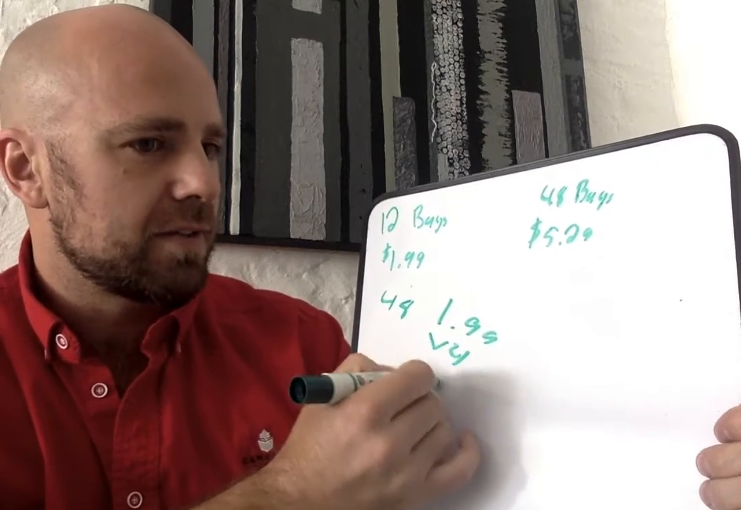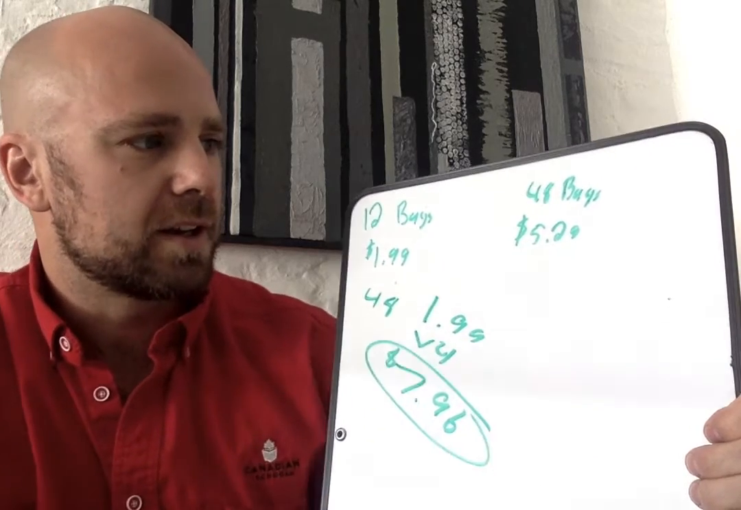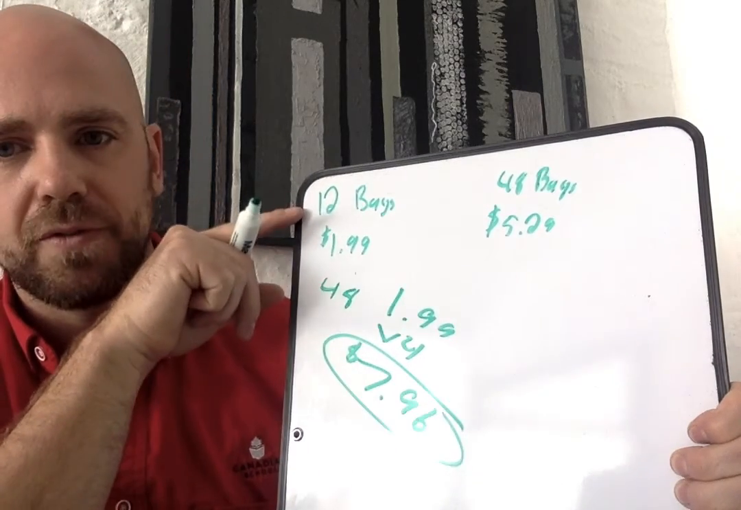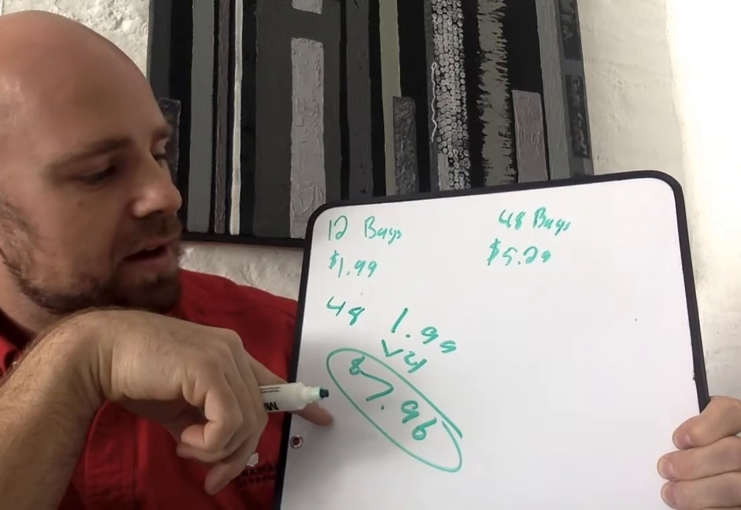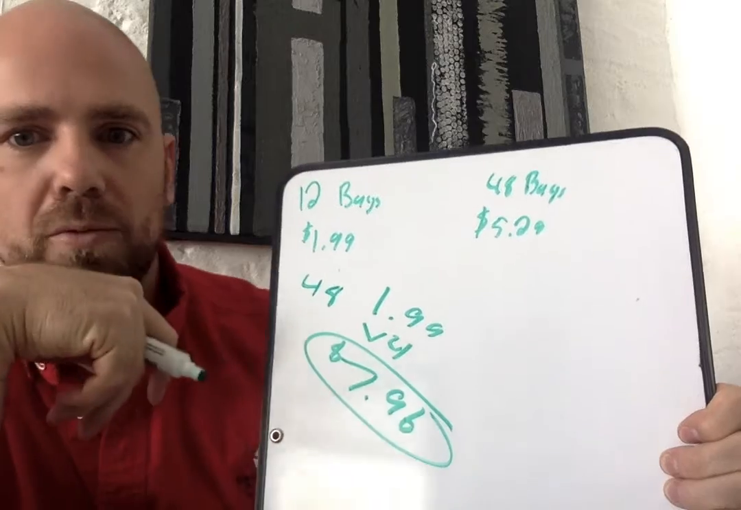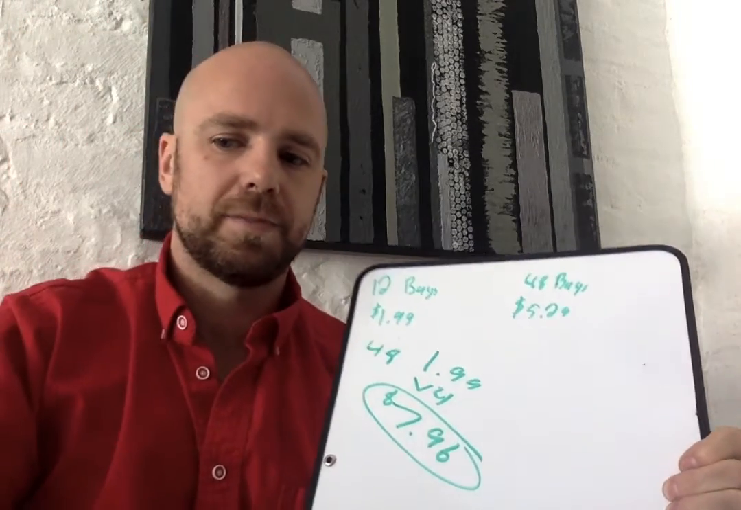I end up getting $7.96 when I'm calculating it for 48 bags. So for me to purchase 48 bags by buying them 12 at a time is going to cost me almost $2.50 more than it would if I just bought the 24 bags right away.